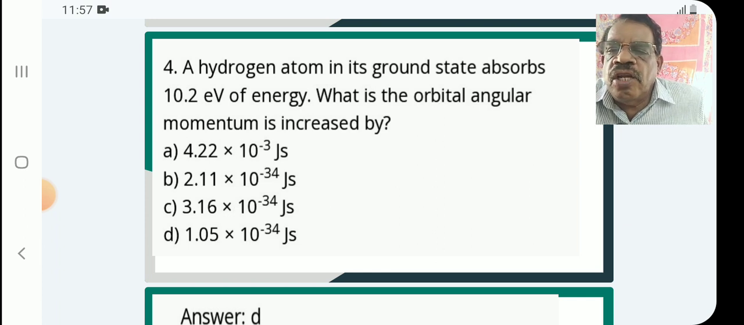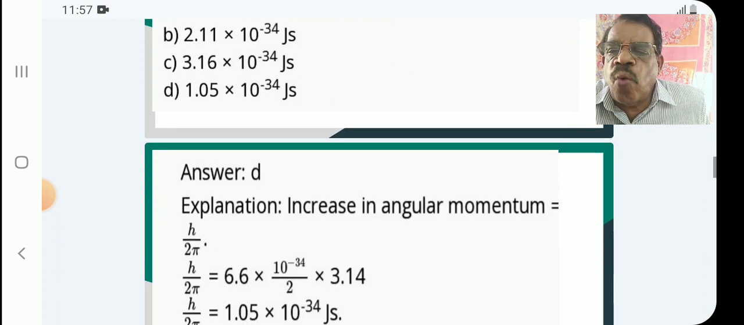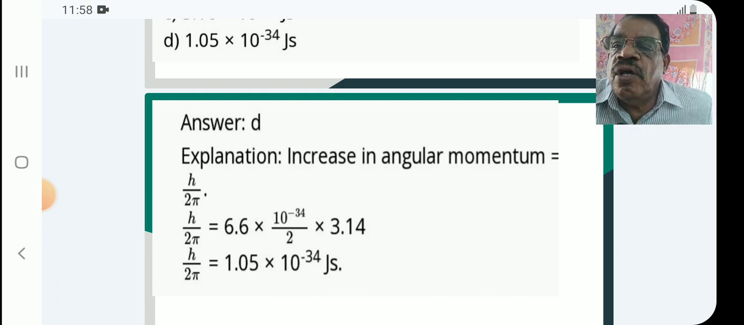So here n is equal to 1, the ground orbit. Angular momentum you need only calculate, that is n into h by 2 pi, that is 1 into h by 2 pi. The value of h is 6.6 into 10 raised to minus 34 and pi value is 3.14, that you put in the denominator. On calculation, we get h by 2 pi is equal to 1.05 into 10 raised to minus 34 joule second. Hence, D is the answer.